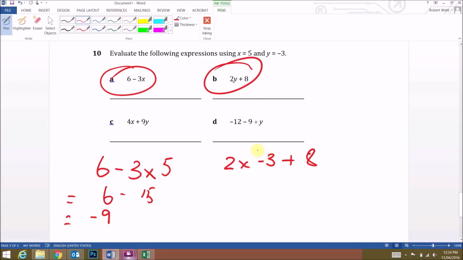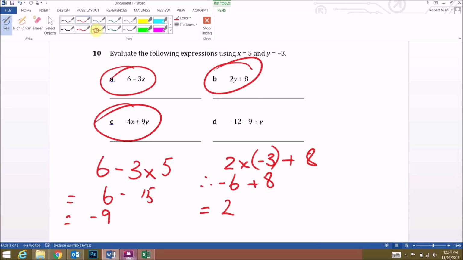I need to do the 2 times negative 3 first. So 2 3s are 6, there's 1 of each, which makes it a negative, plus the 8. If I owe someone $6 and I bring $8 to school, I have $2 left over after I've paid them.